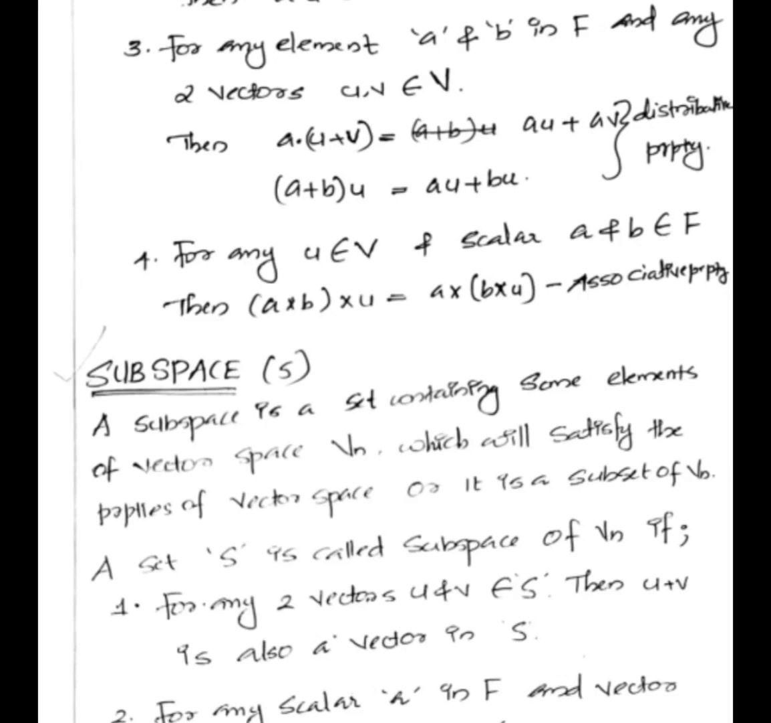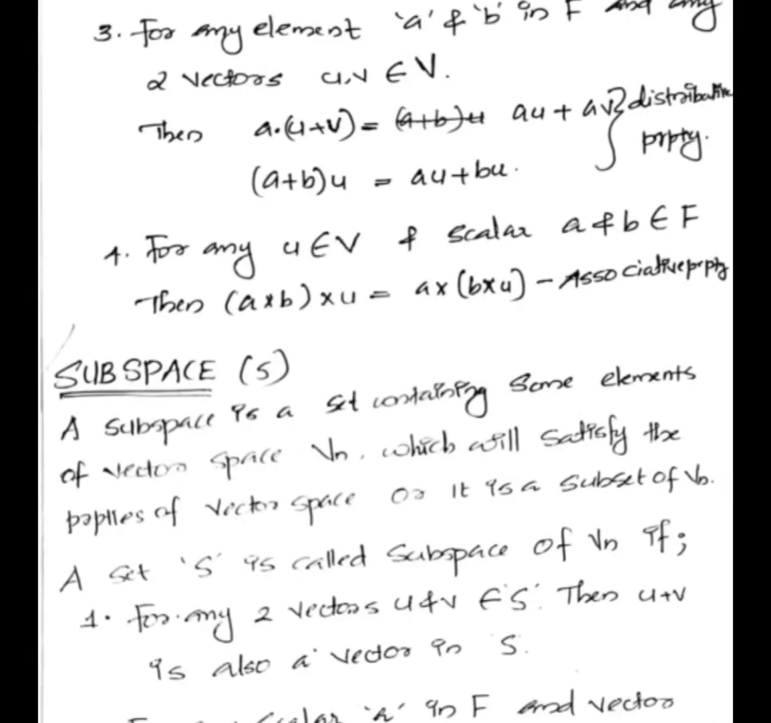Now, next is subspace, that is capital S. A subspace is a set containing some elements of vector space Vn, which will satisfy the properties of vector space, or it is a subset of Vn. That is, subspace S is nothing but a subset of V. So V is the full set, and S is a portion of V.